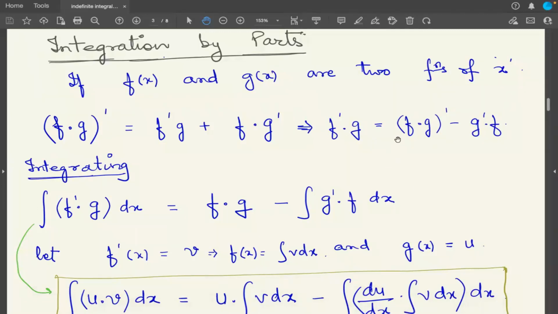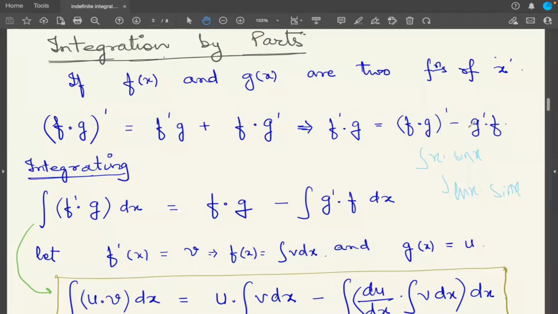But when do we apply by parts? We apply by parts when we have to integrate something in a product, like x into sin x, x into sin square x, something like log x, complex function, right? Log x multiplied sin x, something of this form. So how to approach this kind of problem?